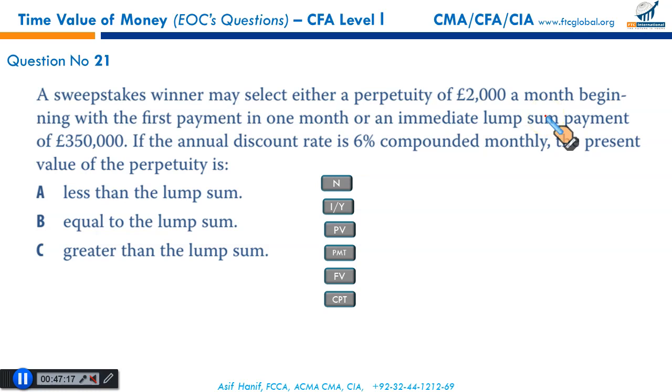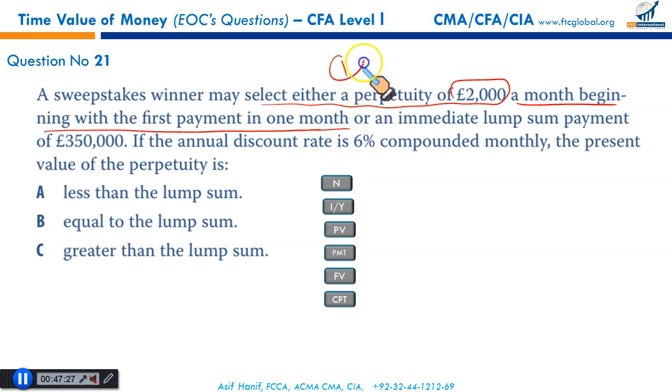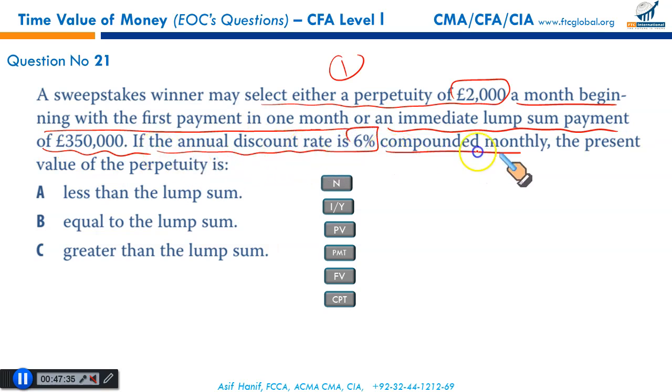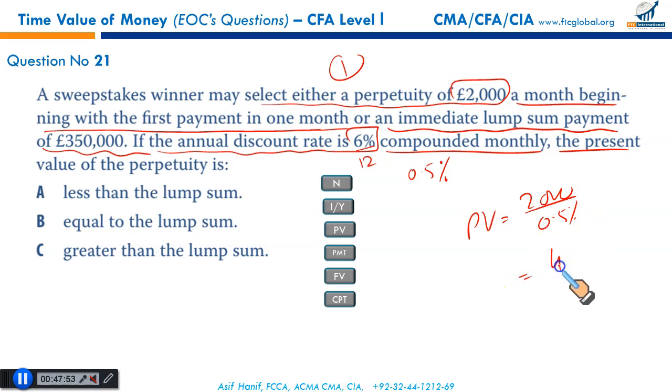question number 21. Sweepstakes winners may select either a perpetuity of $2,000 a month beginning with the first payment in 1 month, this is the first option, or an immediate lump sum payment of $350,000 if the annual discount rate is 6% compounded monthly. If compounded monthly, that means 6% upon 12, the relevant rate will be 0.5%. The present value of perpetuity is the return divided by interest rate.